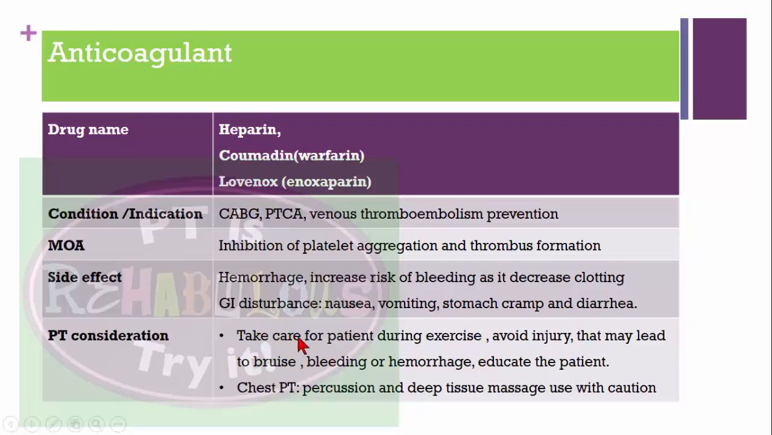As a physical therapist, we need to take care of the patient during exercise, because if they are doing excessive exercise or if they hurt themselves, that will be a concern for the physiotherapist. So avoid injury, as that may lead to bruising, bleeding, and hemorrhage. Educate the patient about correct positioning and everything, so they can avoid injury. If we are giving chest physical therapy, percussion and deep tissue massage should be used with caution, because internal bleeding may occur in these patients.